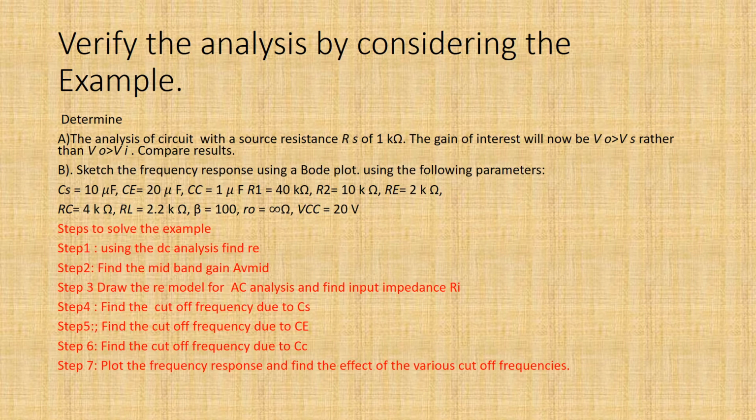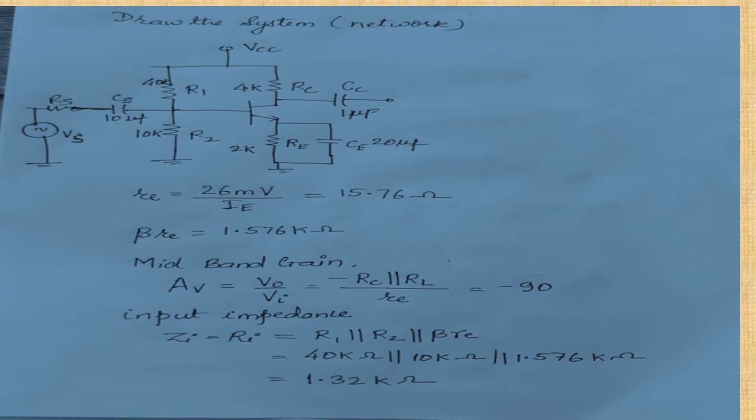The steps to solve the example: Step 1, use the DC analysis to find re. Step 2, find the mid-band gain. Step 3, draw the re model for AC analysis and find the input resistance Ri. Step 4, find the cutoff frequency due to CS. Step 5, cutoff frequency due to CE. Step 6, find the cutoff frequency due to CC. And the 7th step, plot the frequency response and find the effect of the various cutoff frequencies. Okay, so here we have drawn the system.